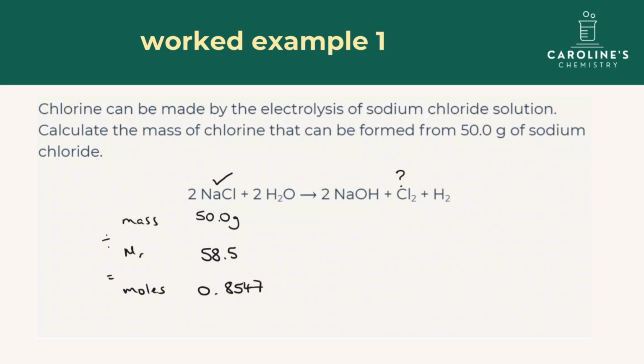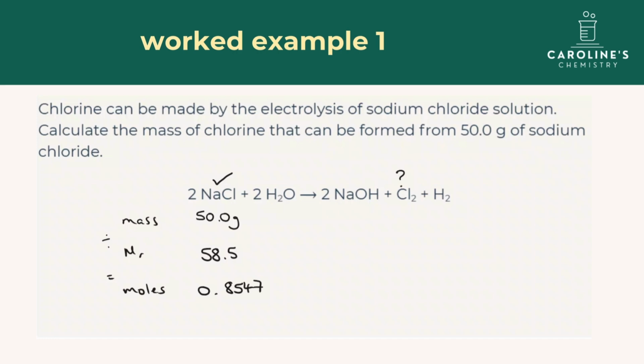0.8547. Now I'm going to keep all of the numbers, or as many of the numbers at this point, because I don't want a rounding error at the end. So no rounding here. Keep as much of the number as you can, and if you can keep the whole number in the calculator, even better.